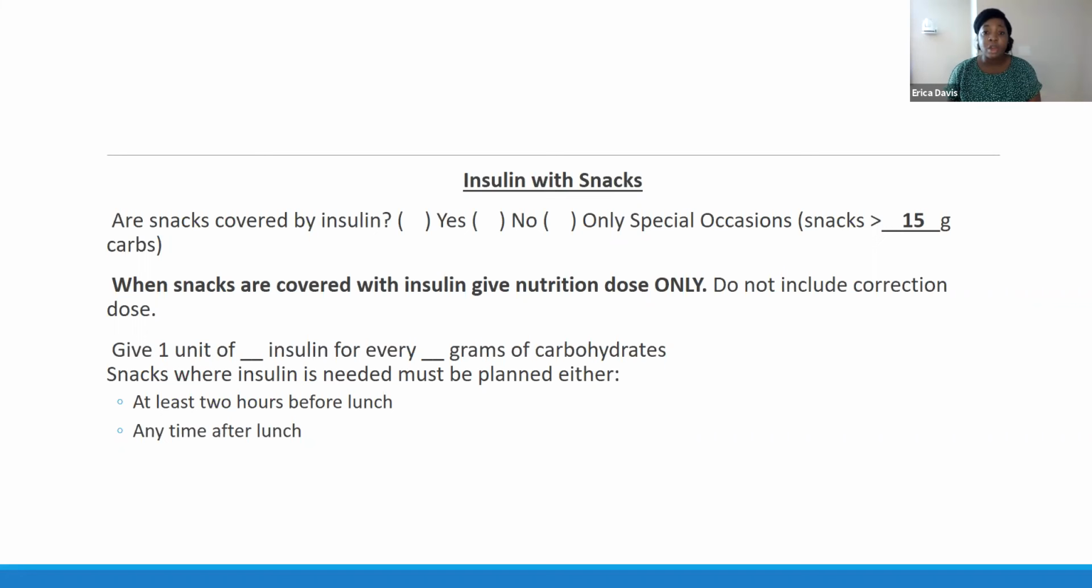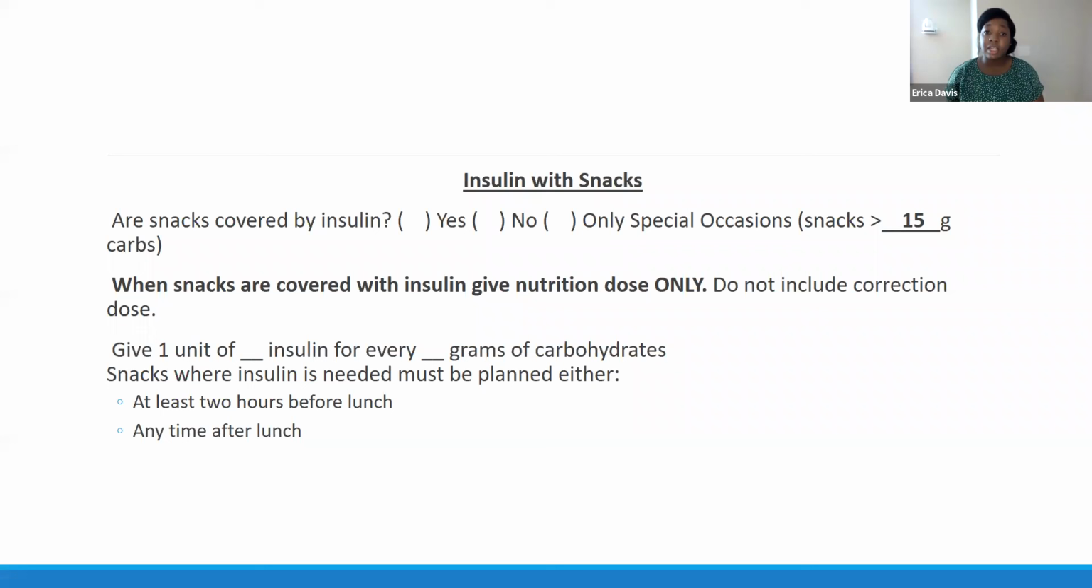We also want to be aware of 2 recommendations based on when we would want to space out snacks that we are allowing the child to give insulin with. We want to recommend at least 2 hours before lunch, no more closely in terms of the spacing between that snack and lunch, just because, like Madison was mentioning, we don't want to risk insulin stacking because that child could be at risk for a hypoglycemic episode if they are getting those 2 insulin doses too soon.